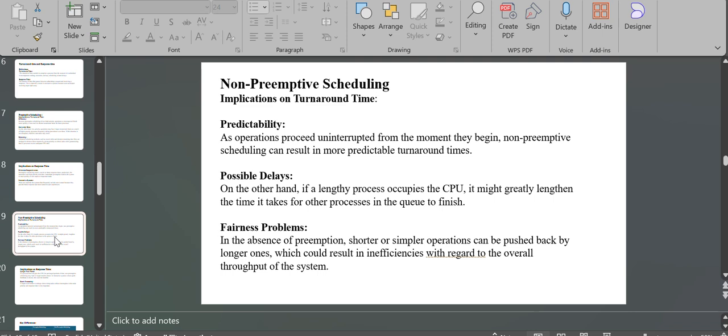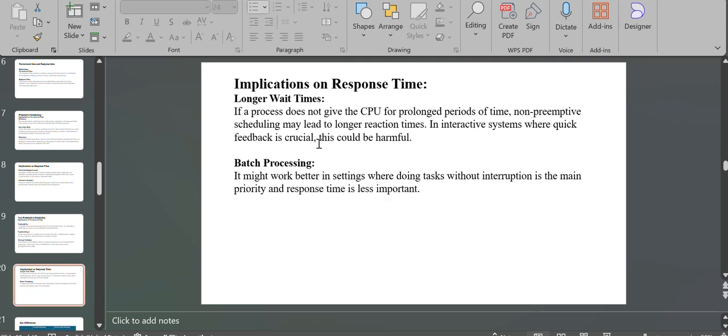Fairness problems: in the absence of preemption, shorter or simpler operations can be pushed back by longer ones, which could result in inefficiency with regard to the overall throughput of the system.